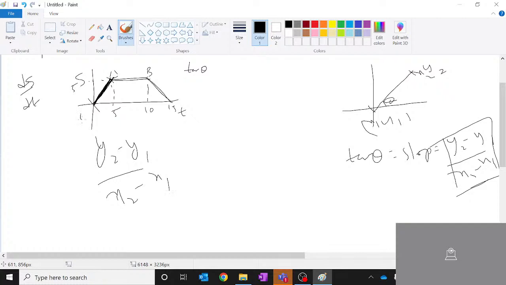At this point, 0 comma 0 is my x1 y1. What is my x2 y2? X2 y2 is 5 and 5, correct? So 5 minus 0 divided by 5 minus 0, which is 1 meter per second. This is the average velocity here, for this path. Now tell me, what is the average velocity for this path AB?